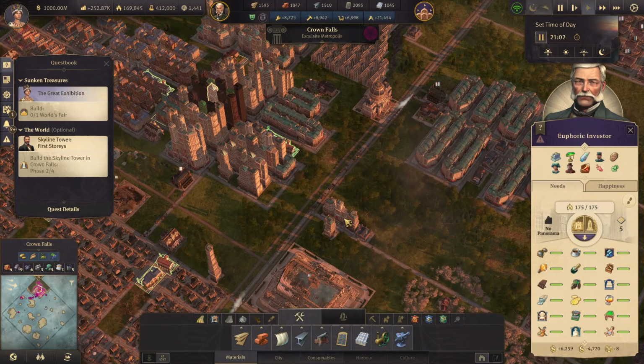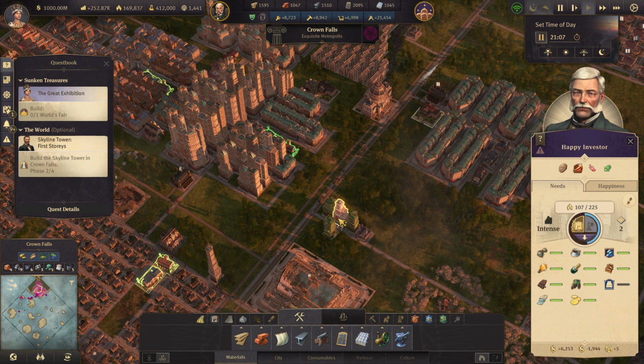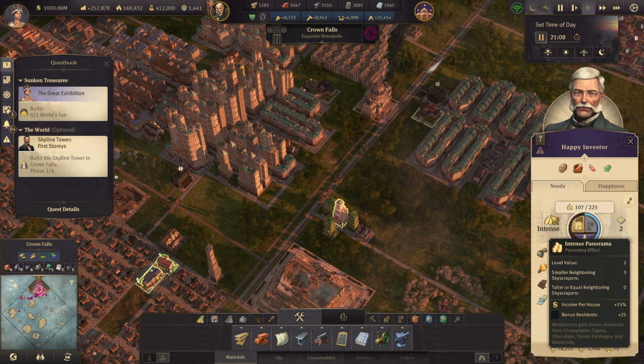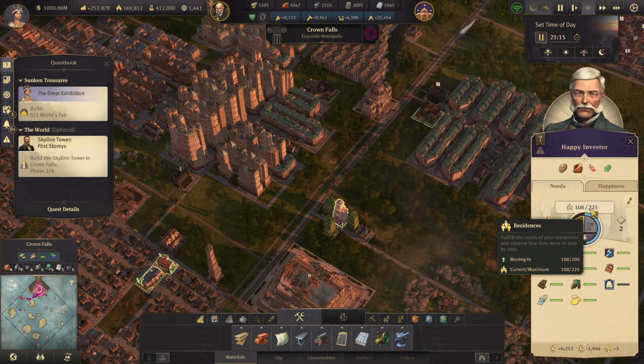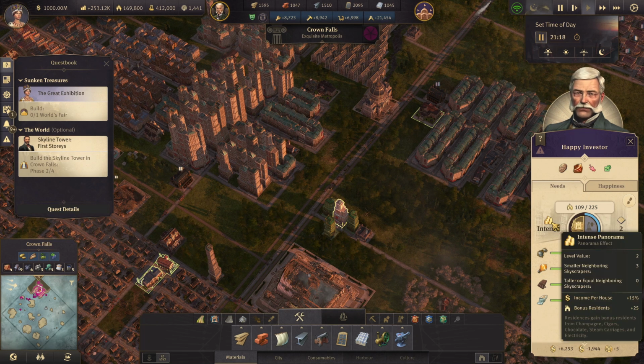Now, the panorama effect is actually even bigger, because the panorama effect at its full scale gives you 125. Here you can already see we are at level 2, so we're supposed to be only 100, and we are at 225. So it is indeed 125 on top. Sorry, it's the brain freeze.